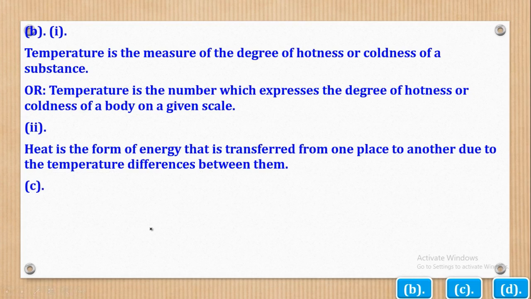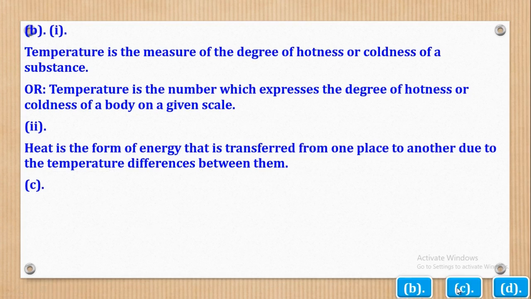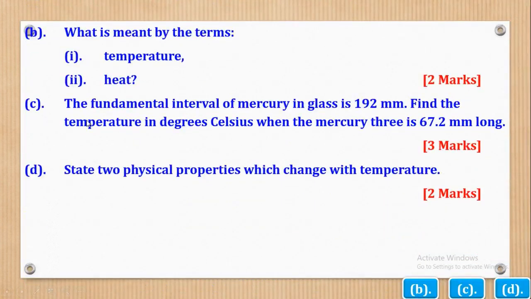So now we shall go to part C. Part C says the fundamental interval of mercury in glass is 192 millimeters. Find the temperature in degrees Celsius when the mercury thread, this is not 3, it is thread, is 67.2 millimeters long.